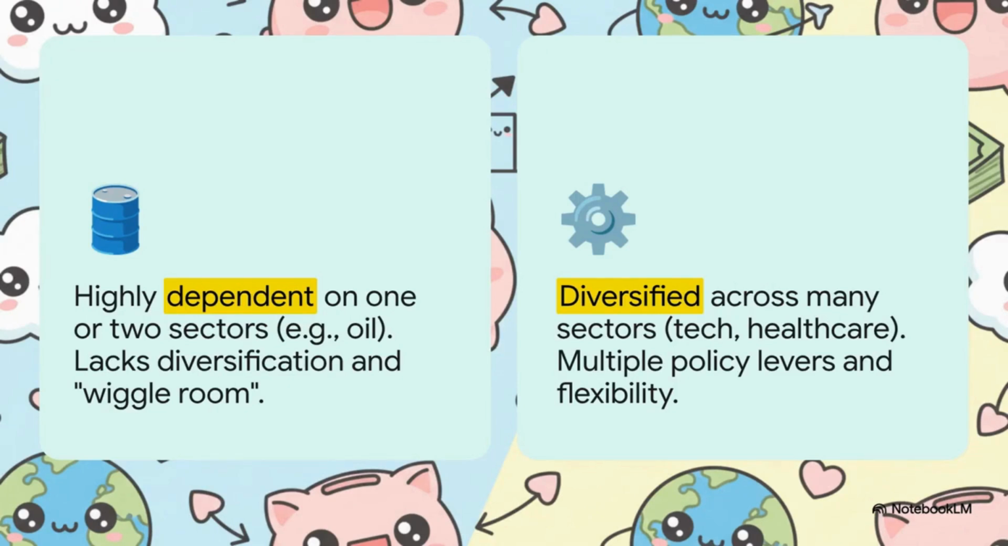And this is made even tougher by a lack of economic diversity. Nigeria's economy, for example, is heavily reliant on oil. When oil prices drop, the whole country feels it. Compare that to the US, which has a mix of tech, healthcare, agriculture, all kinds of sectors. That diversity gives them a lot more wiggle room to handle economic shocks.